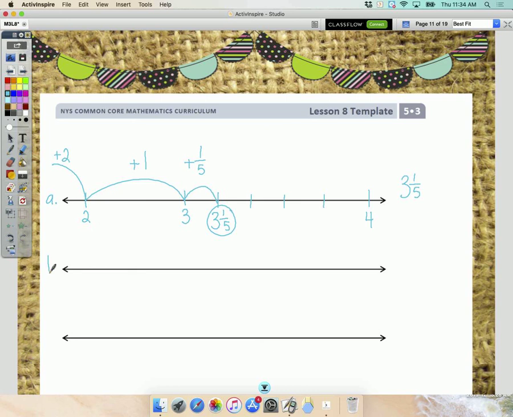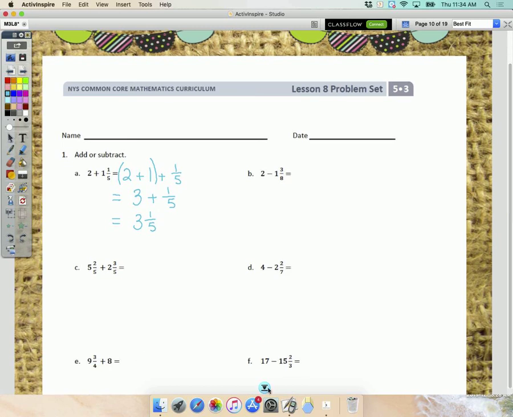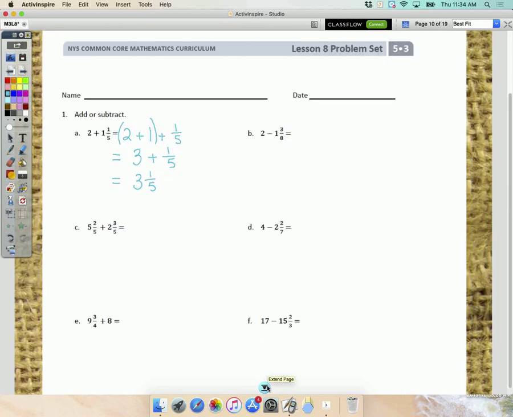We're going to do B now. This is subtraction. All right, break it apart, right? So 2 minus 1 minus 3/8. Parentheses around the 2 and the 1. David, what do I do next? Subtract the 2 with the 1. And so we get 1 minus 3/8.